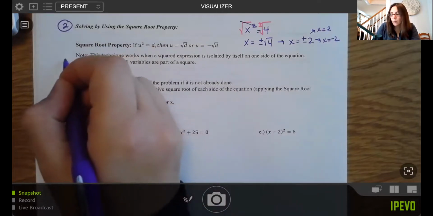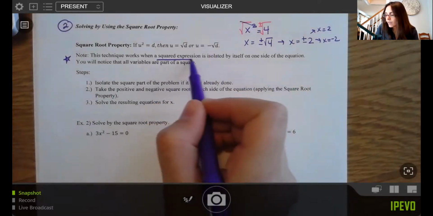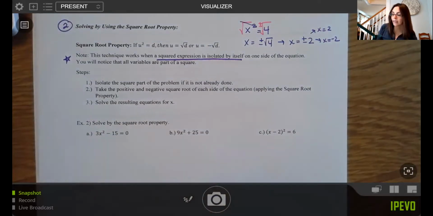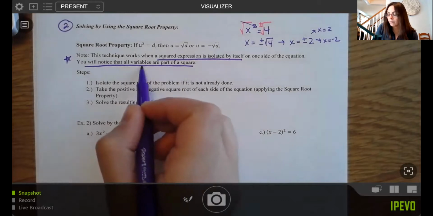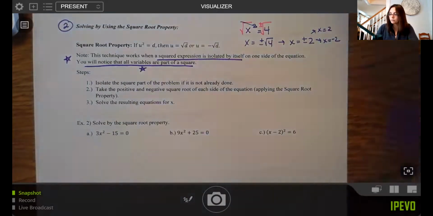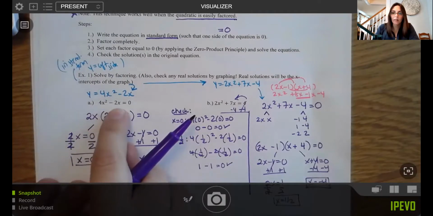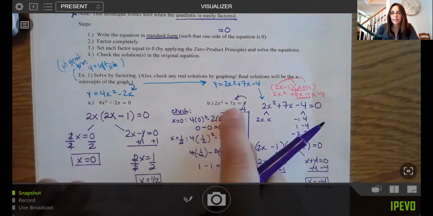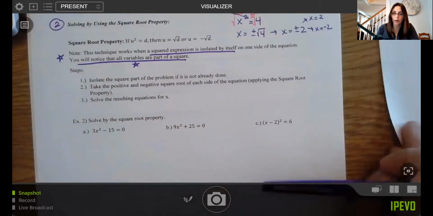Now, this technique is not going to work for every single example off the bat, but it is really helpful when you have a squared expression that is isolated by itself on one side of the equation. So you don't need to be in standard form here. You actually want to have a square part. The big thing is you're going to notice that all your variables are part of a square. So in our last example, notice that here I have an x that's not part of a square. It's not being squared. And here I have an x that's also not being squared. So these are not examples that I would want to use the square root property on. They're not going to work.